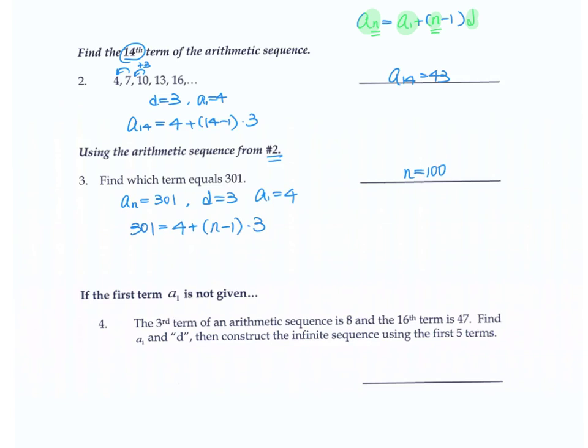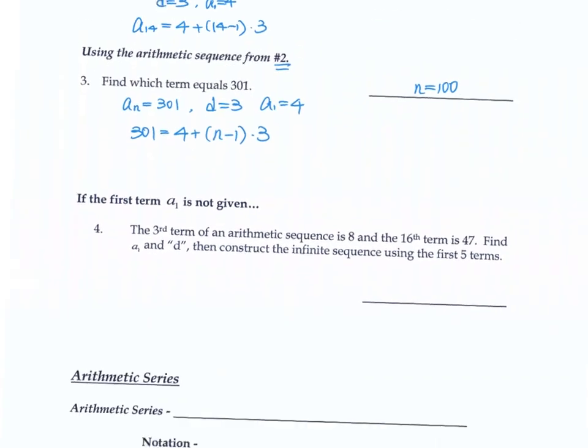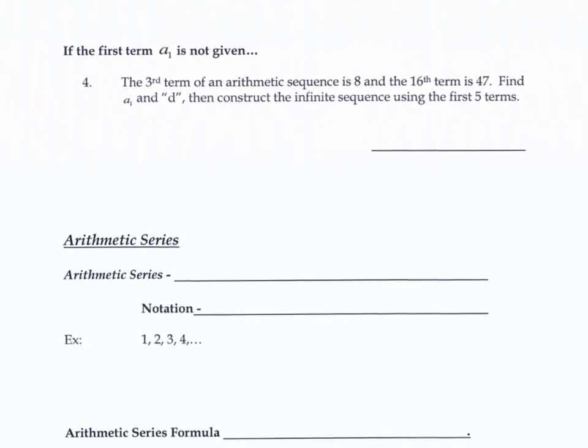Okay. Let's look at the next one. This one is a little bit different, but it's still the same concept. The third term of the arithmetic sequence is 8. So A3 equals 8. And the 16th term is 47. Find the A1. So what's A1 and what's D? Then construct the infinite sequence using the first 5 terms.